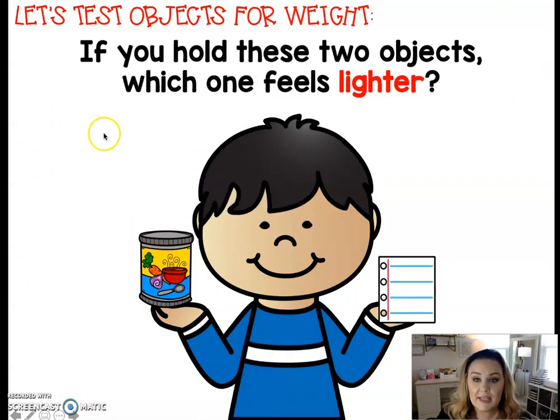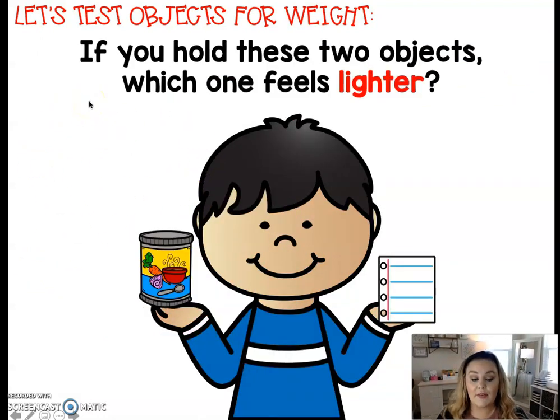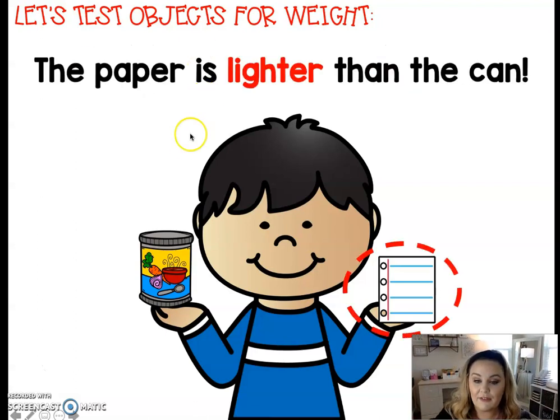If you hold these two objects, which one feels lighter? So we changed it now. Now we have a vegetable can, or we have a piece of paper. Which one feels lighter? The paper, very good. The paper is lighter than the can. So if you had a piece of paper and a can, the paper would be lighter.